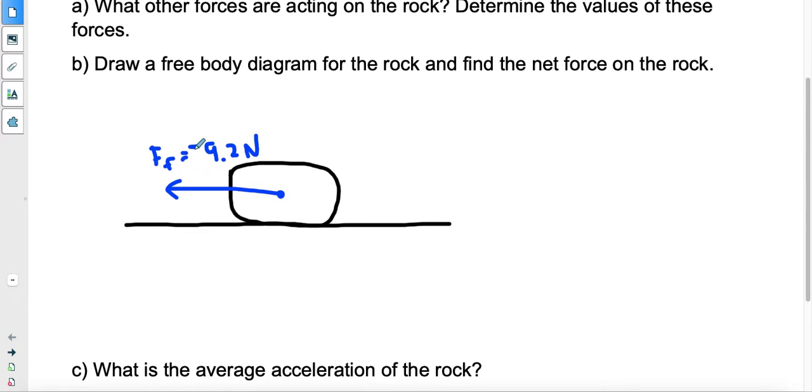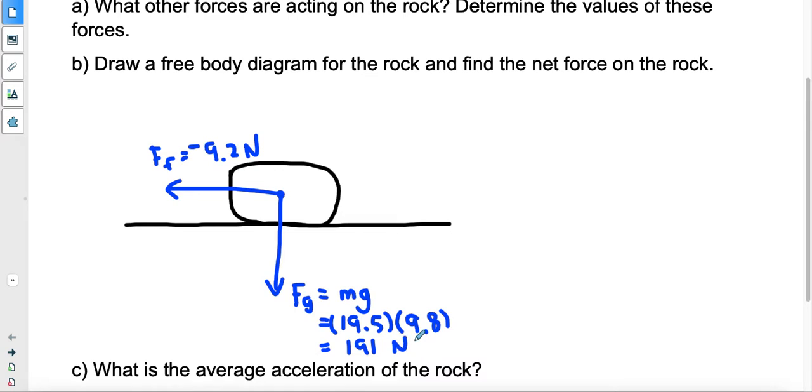We also know that there's going to be a force of gravity acting on this rock, pulling the rock down. The force of gravity is equal to the mass times the acceleration due to gravity. The mass of the rock is 19.5 kilograms, and the acceleration due to gravity is 9.8. When we multiply that together, we get 191 newtons for the force of gravity.